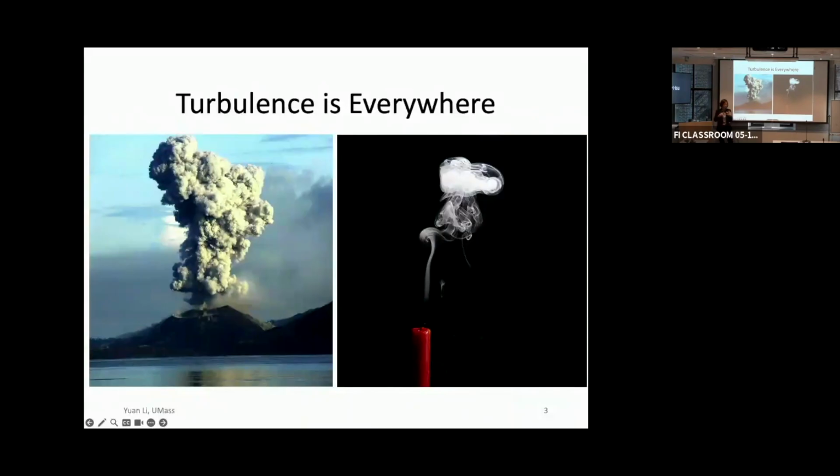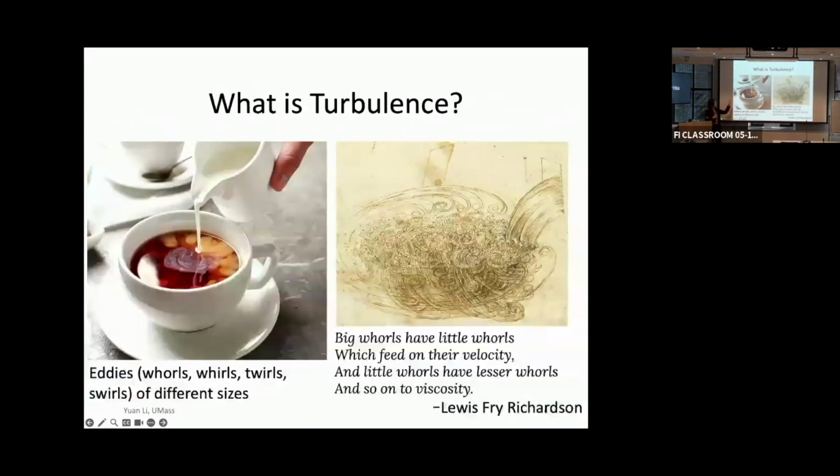And so a lot of the work I will be telling you about today has something to do with finding a good tracer in the universe to help us study turbulence in different environments. And here's another example of using a tracer of your turbulent flow in your coffee when you pour milk into your coffee. And if I ask you what is turbulence, many of you will probably give different answers or slightly different answers, but I think we can all agree that a turbulent flow has a lot of eddies or whirls or swirls or twirls of different sizes.